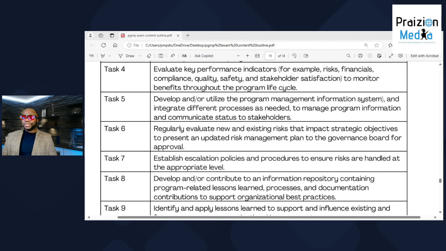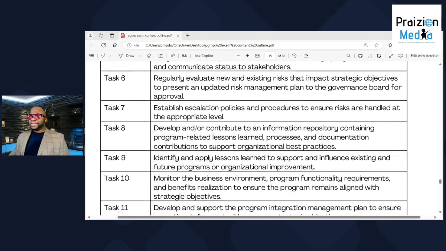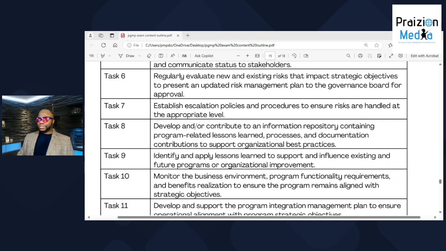Number six, regularly evaluate new and existing risks that impact strategic objectives to present an updated risk management plan to the governance board. So you need to be thinking about macro risks, either those that affect huge arms of the program or might affect one part of the program that is extremely sensitive. So, when you take a look at these risks, you should also do a sensitivity analysis. Number seven, establish escalation policies and procedures to ensure risks are handled at the appropriate level.